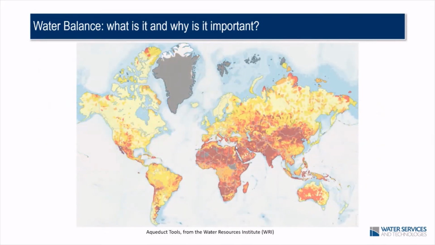And this is a map of the whole world. If you want to check this map online, you can look for Aqueduct tools from the Water Resources Institute. If you type this on Google, you can find this map here. It's an interactive map. You can zoom in, you can zoom out, and see more local information. You can have more detailed information when you zoom in, and you have information from all over the world. It's a very nice website here.